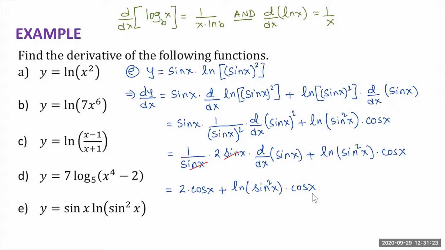Or if you want to simplify one more step, you can do that, because in the first term you have cosine x, in the second term you have cosine x. If you want to factor that out, cosine x out, if you factor that cosine x out, you'll be left with 2 in the first term, then plus natural log of sine squared x in the second term. So that is the derivative of this function y equal to sine x times the natural log of sine squared x.